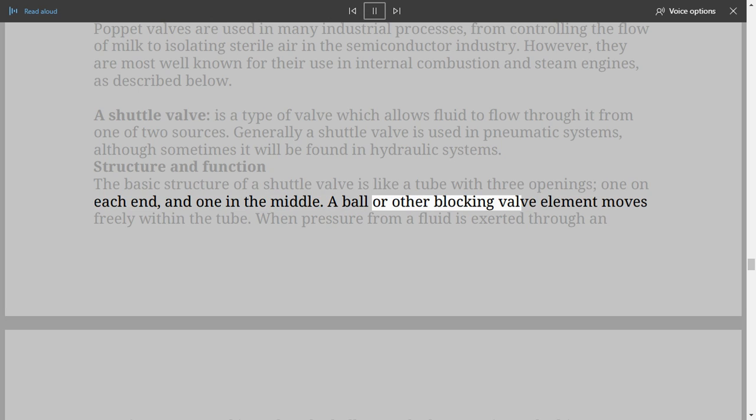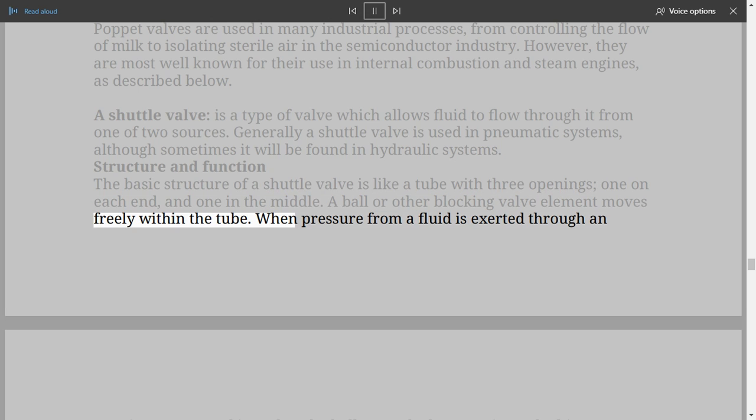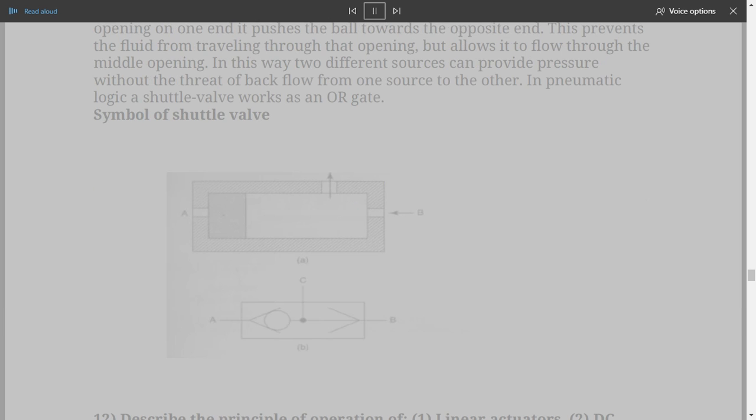A ball or other blocking valve element moves freely within the tube. When pressure from a fluid is exerted through an opening on one end, it pushes the ball towards the opposite end. This prevents the fluid from traveling through that opening, but allows it to flow through the middle opening. In this way, 2 different sources can provide pressure, without the threat of backflow from one source to the other. In pneumatic logic, a shuttle valve works as an OR gate. Symbol of shuttle valve.